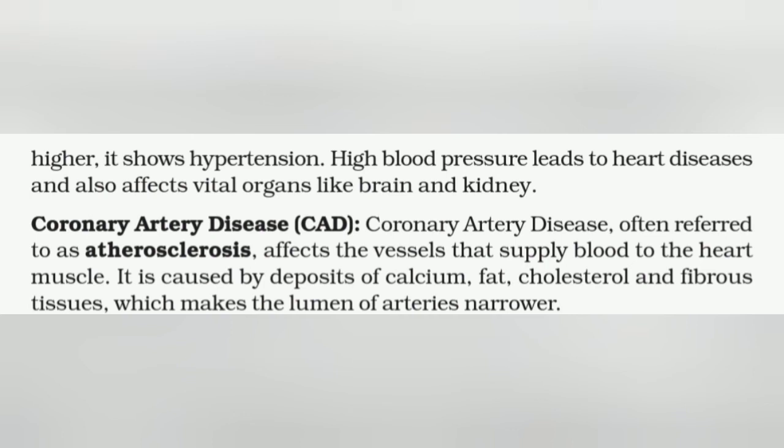If an individual has 140 by 90 continuously or repeatedly, then it is considered to be the higher pressure and it shows the condition of hypertension. High blood pressure leads to heart diseases and also affects vital organs like brain and kidney.